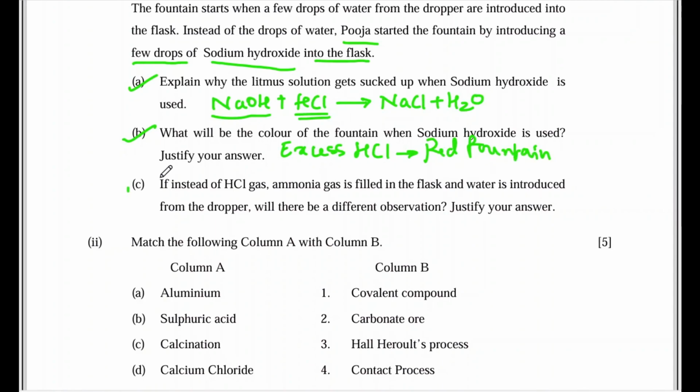See, if instead of HCl gas, ammonia gas is filled in the flask and water is introduced from the dropper, will there be a different observation? Justify your answer. Yes, this is just like fountain experiment for ammonia gas using water. So here initially you have a purple color litmus solution. Because ammonia is basic in nature, it will change to blue. So what will your different observation be? We observe blue fountain because of basic nature of ammonia gas.